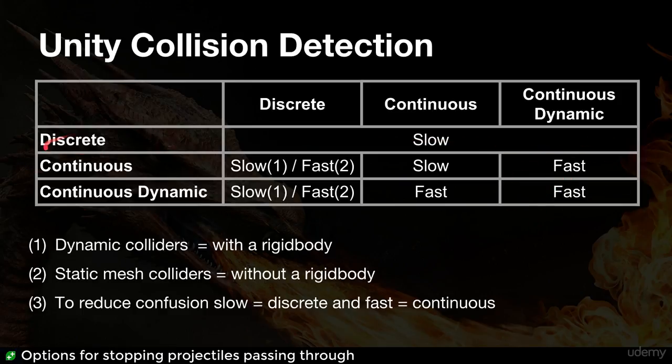Let's look at how this works. If either of them are set to discrete, then we get the slow type of collision detection. By slow, we mean that it will miss collisions. It doesn't mean it's slow to compute. It's actually faster to compute, okay? But it's slow in terms of its response to collisions. Then, if we have continuous set, well, as the manual says, it depends what we're colliding with. It will do slow or discrete detection against dynamic colliders, things that have a rigid body, and fast or continuous detection against things that don't have a rigid body.